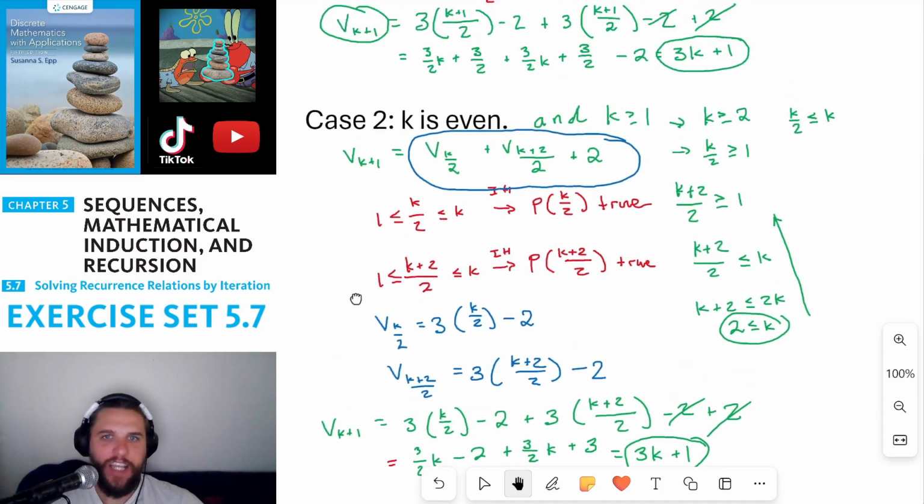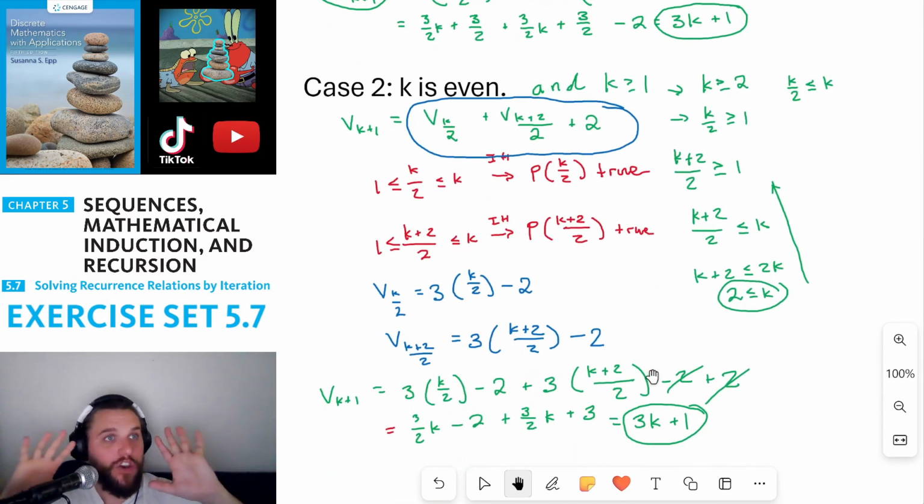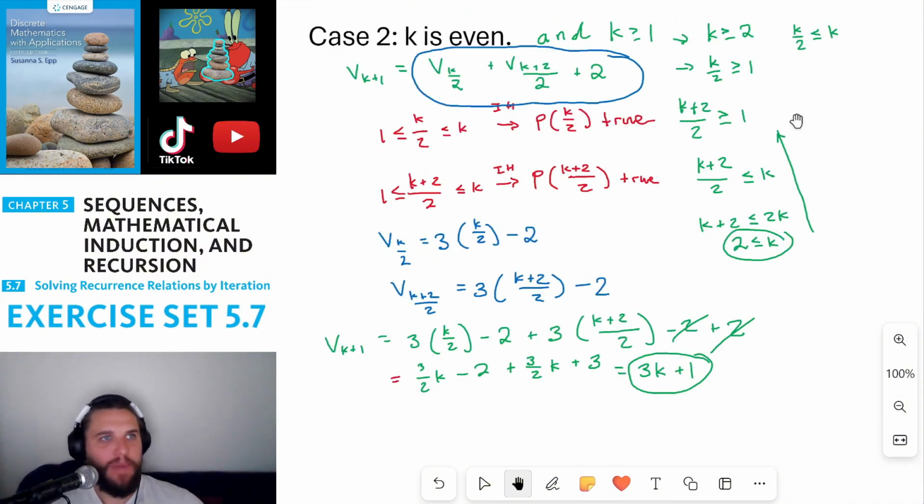So if you notice, in case 1 and case 2, we get 3k plus 1. And notice nowhere here did we require an additional base case, which is very rare, by the way, with mathematical induction. But this means then that p of k plus 1 is true, which by mathematical induction means that p of n is true for all integers n greater than or equal to 1.